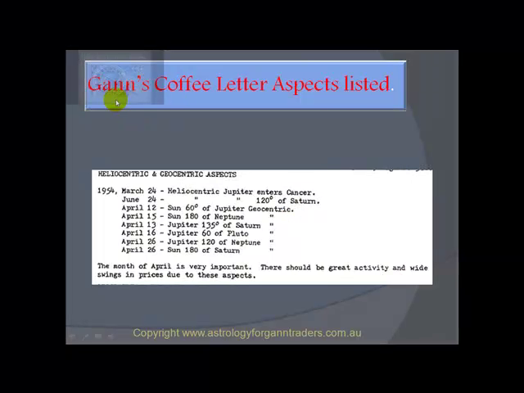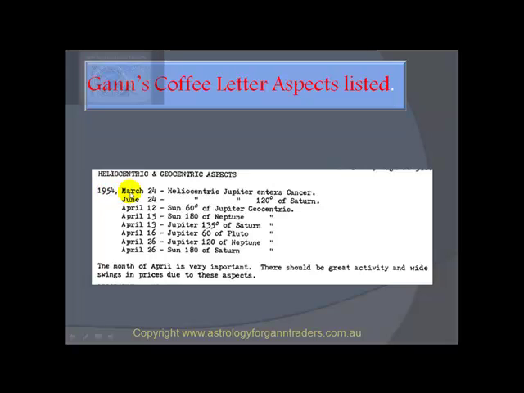So let's have a look at Gann's coffee letter. This is an actual letter that he had written to one of his students where he's listed the aspects between planets, and it's regarding coffee. So he has written heliocentric and geocentric aspects.